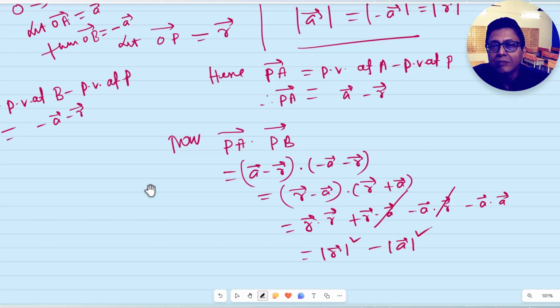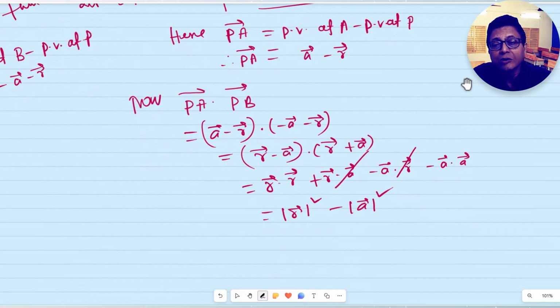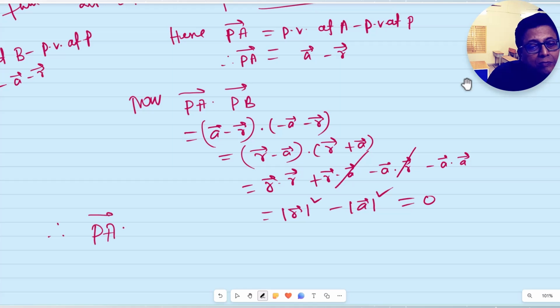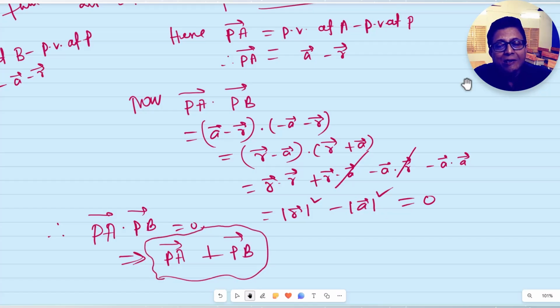Mod A square. So mod R square minus mod A square. We have seen that mod R equals mod A, so this is going to be 0. Therefore, we get PA dot PB equal to 0. This implies that PA is perpendicular to PB, because the dot product is 0.